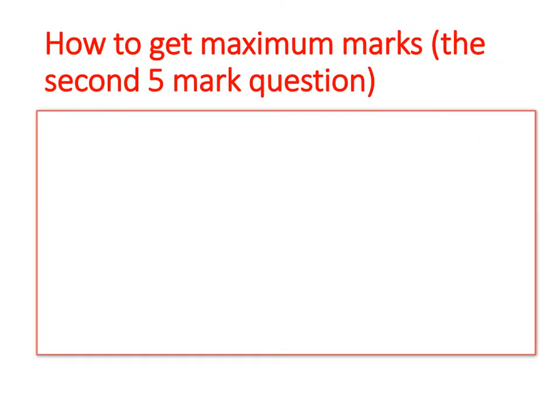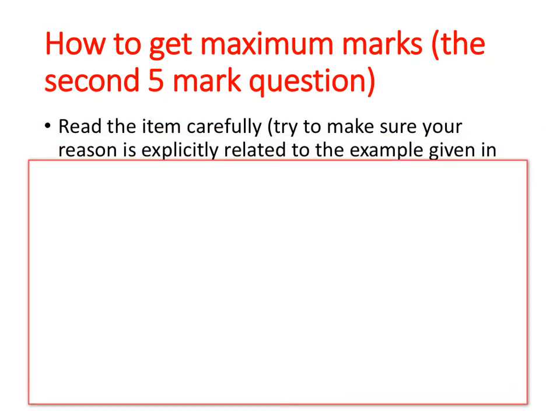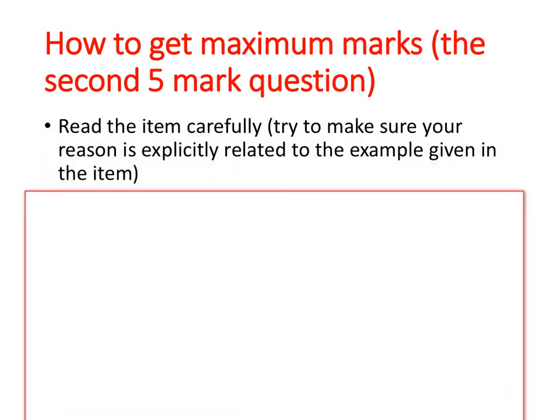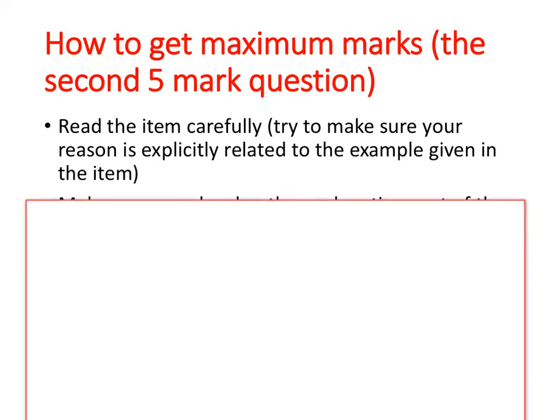So to get maximum marks on this section of the exam, you need to read the item carefully, and you need to make sure that the reason that you give in your answer is explicitly related to the example given in the item. So it's not enough to give a generic reason for the use of a particular method. The reason that you give has to relate very explicitly to the piece of research described in the item.